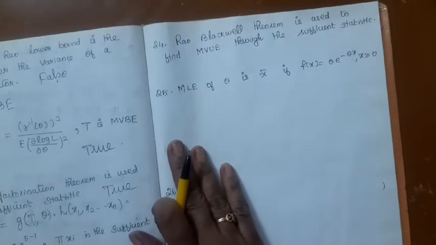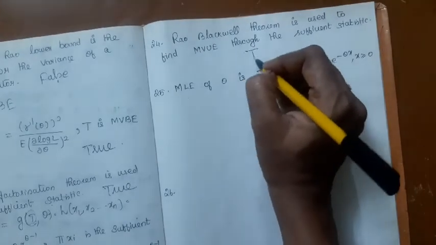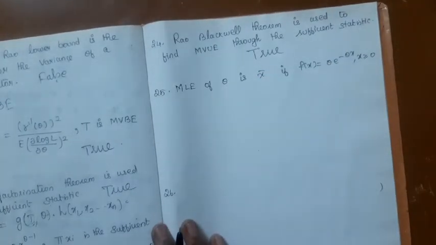Rao-Blackwell theorem is used to find minimum variance unbiased estimator through sufficient statistic. Yes, it is true.